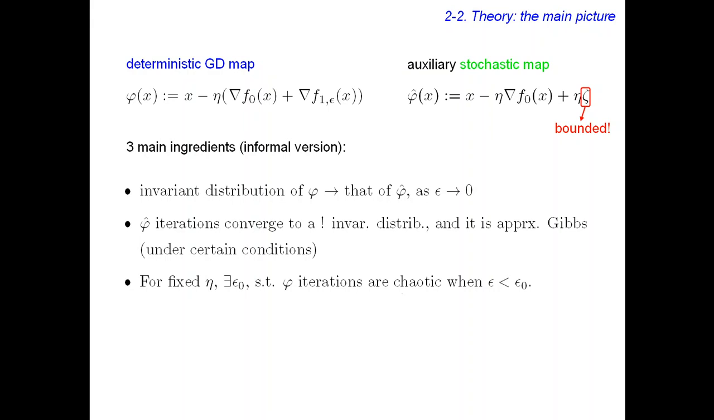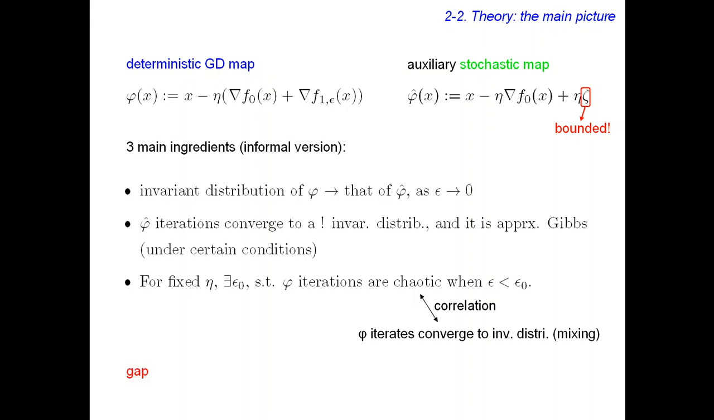And why do I want to show chaos? Well, that's because there is a correlation between chaos and the fact that the iteration converges to an invariant distribution. The latter, in some sense, is stronger. So this is really a correlation, not causality. We hope that the dynamics of phi is mixing. But proving mixing is oftentimes very difficult, and we don't know how to prove it here at this moment.